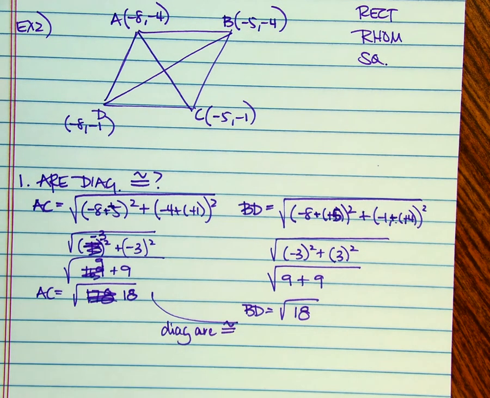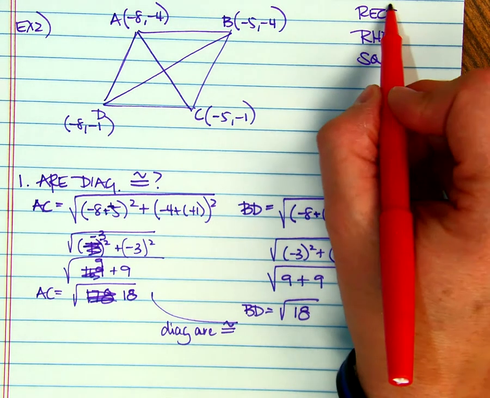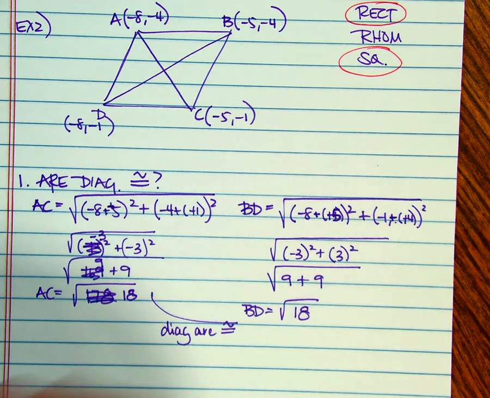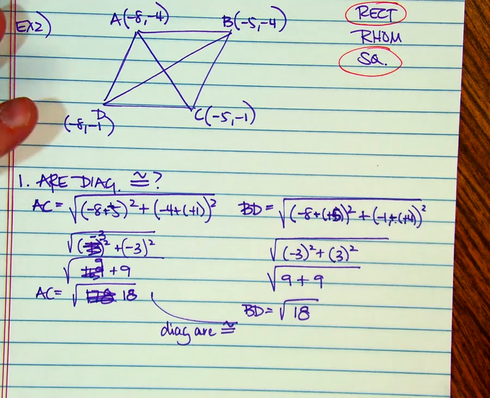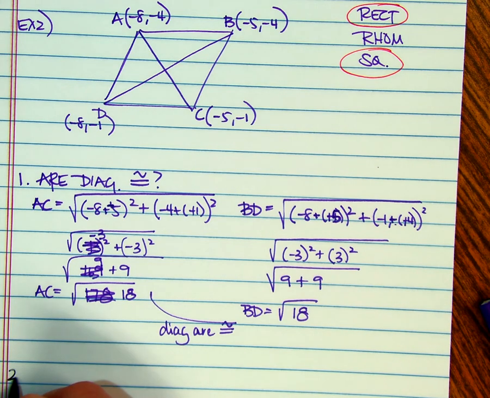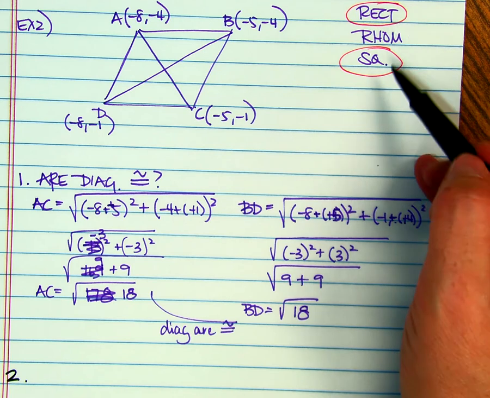Okay, diagonals are congruent, so that means that it can be a rectangle or a square. So this is what it can be. I'm going to narrow it down, because if I figure out that it's just a rectangle, then it's not getting anywhere. So now I need to go more specific. Is it a square? Well, how can I show that it's a square? So it's either a rectangle or a square.